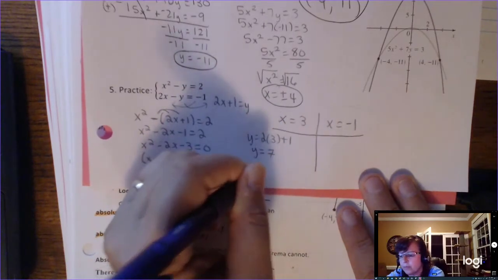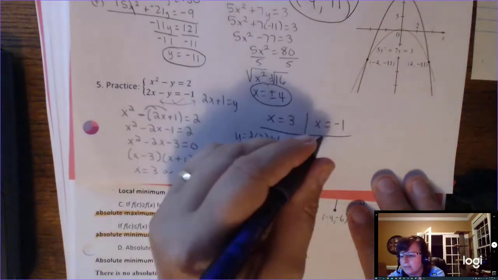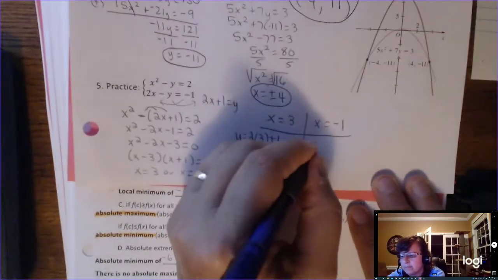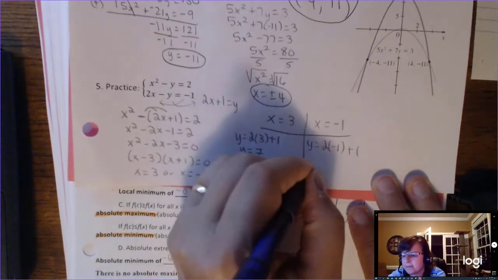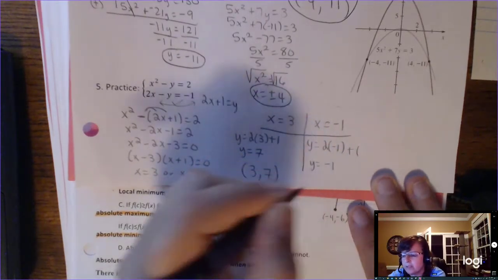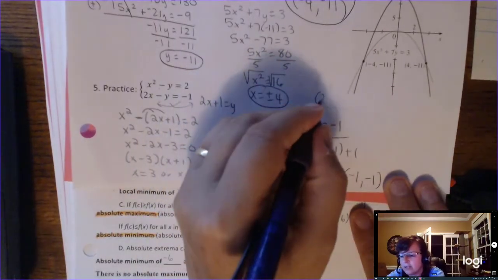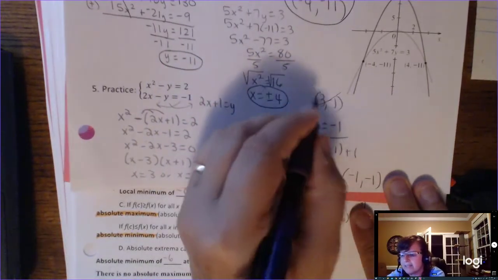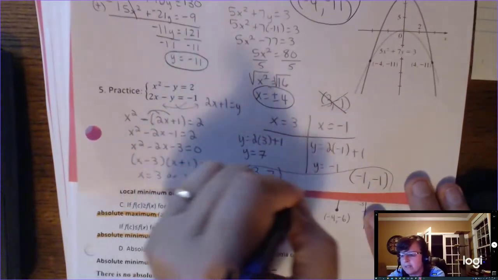So one ordered pair is 3, 7. And I need to find y when x is negative 1. And y is negative 1. So the other ordered pair is negative 1, negative 1. The answer is not 3, negative 1. That's not it. The answer is the ordered pairs 3, 7, and negative 1, negative 1.